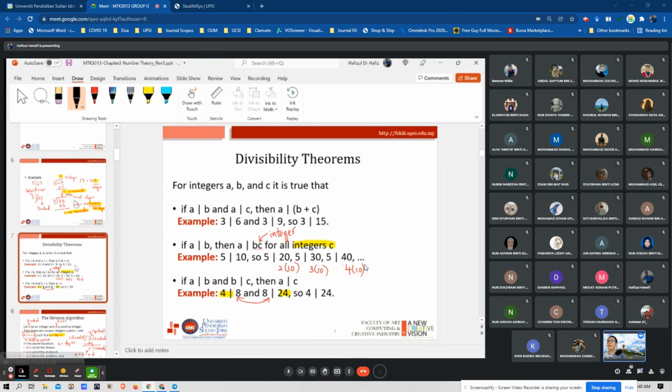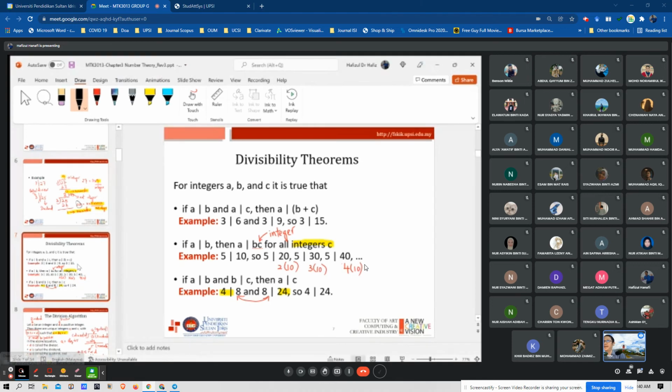And then we look into the divisibility theorem. For integers a, b, and c, it is true that if a divides b and a divides c, then a divides b plus c.